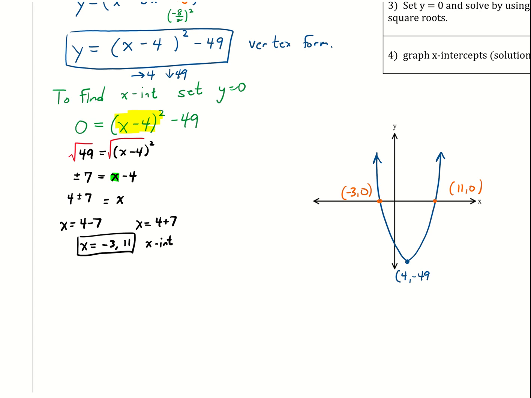Now, there's obviously different things we can identify. We could find the y-intercept, we could find the domain, the range, and all those things. But for now, we're just going to stick to that element.